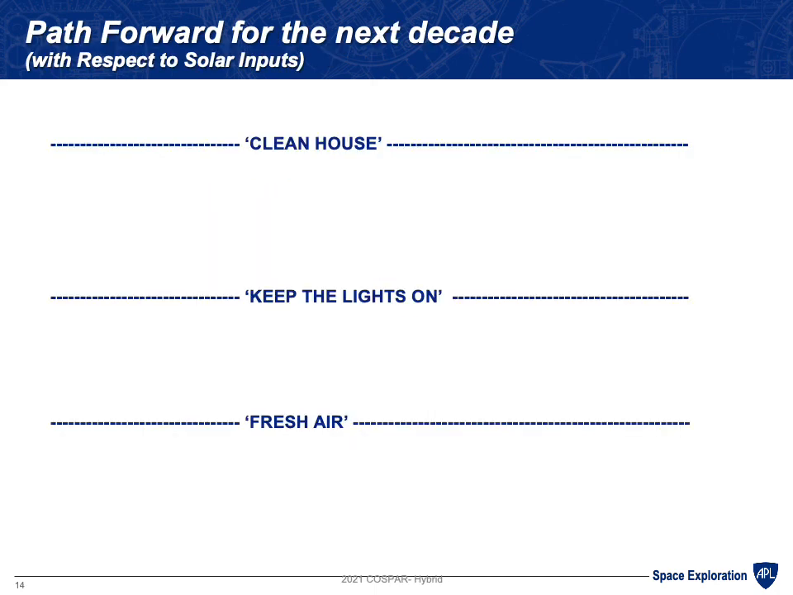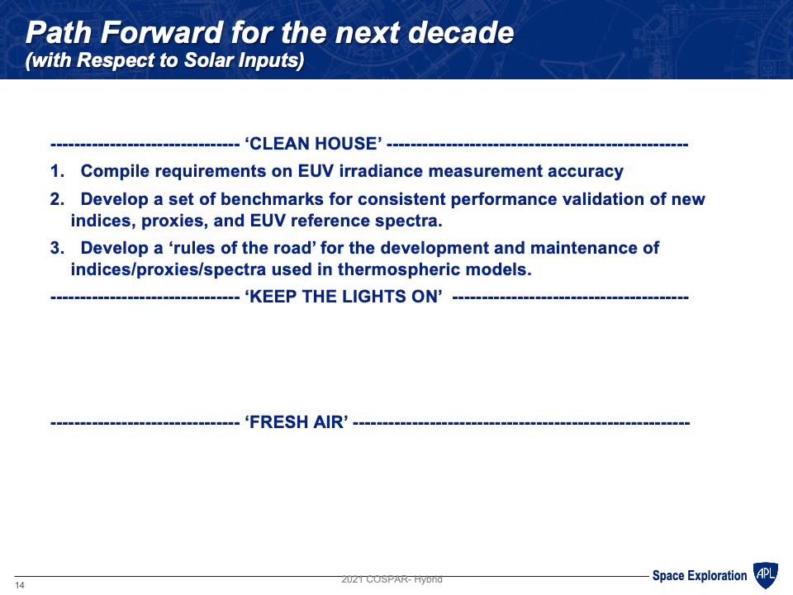And now in closing, I think there are 3 approaches that we should be aiming for in terms of improving the EUV irradiance inputs to photospheric models. Of course, the easiest one is to clean house. Basically, have clearer requirements, clean up the bookkeeping of the indices and their updates, and that will really help at least validate the different models.